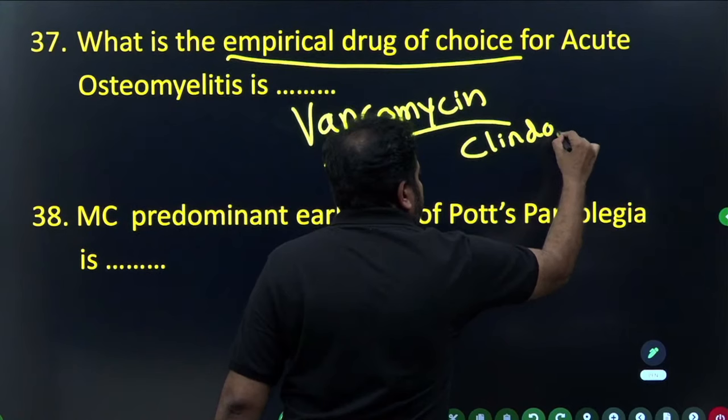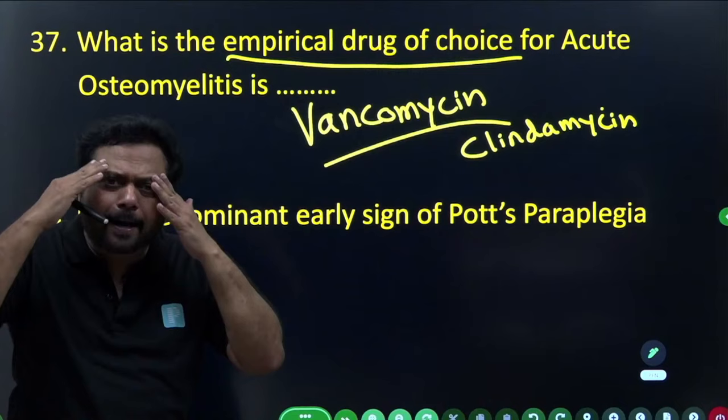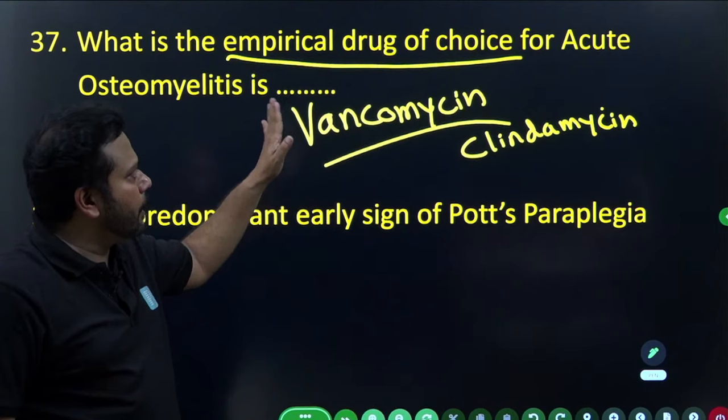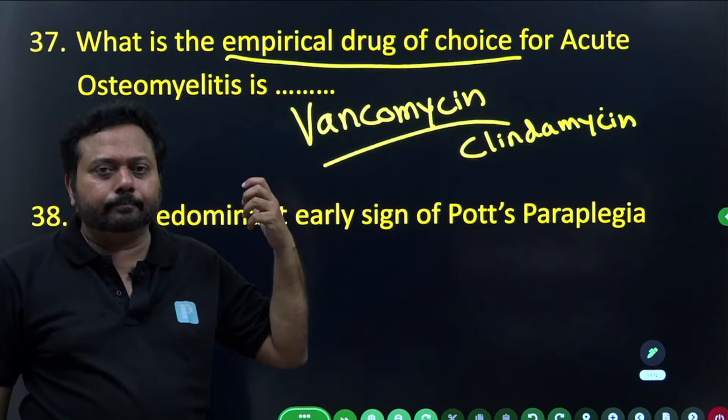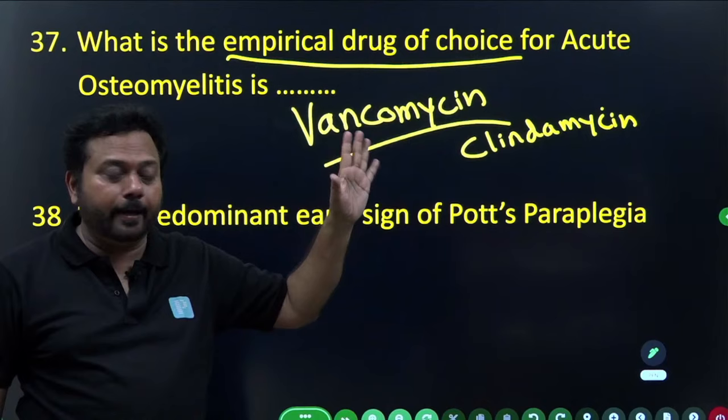Vancomycin means many points I want to tell. Red man syndrome comes to my mind. Many side effects come to my mind. Please read. Vancomycin is the empirical drug of choice. You should start the drug. You take a blood culture. Take a pus culture. Send it for culture sensitivity. It will take 3 to 4 days. Meantime, you give vancomycin. So the empirical drug of choice is vancomycin.